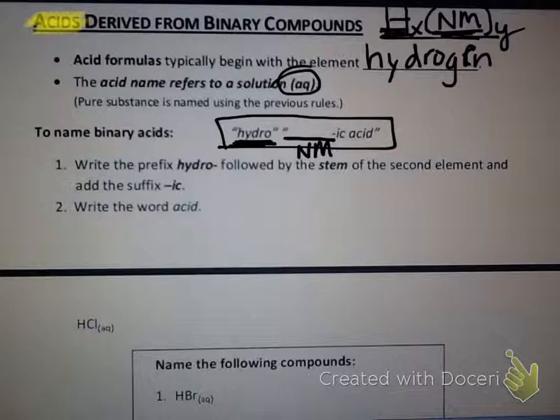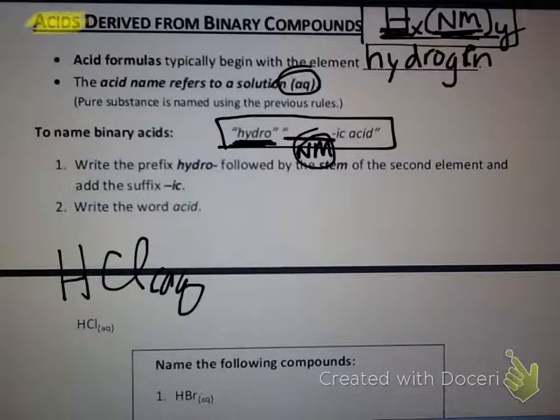Alright? So literally, if you have an acid, H and then whatever the non-metal is, that non-metal will be in the middle of the name. The binary acid name is always hydro-blank-ic acid. For example, we have HCl down here, aqueous.